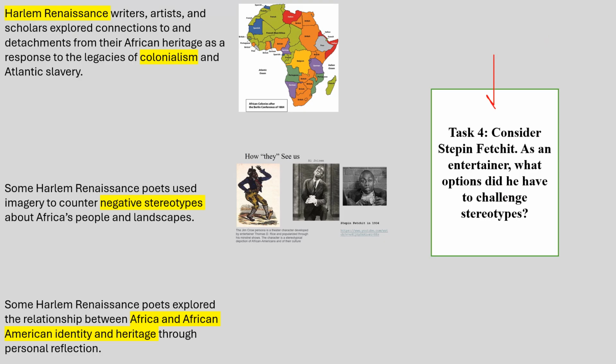Task 4, complete this on the sheet of paper. Consider Stepin Fetchit as an entertainer. What options did he have to challenge stereotypes? As I mentioned before, African Americans are not in control of the entertainment industry, and they are going to be limited to some of the roles that they are able to get, which is possibly going to put them in a position where they are portraying their own group in a negative way.